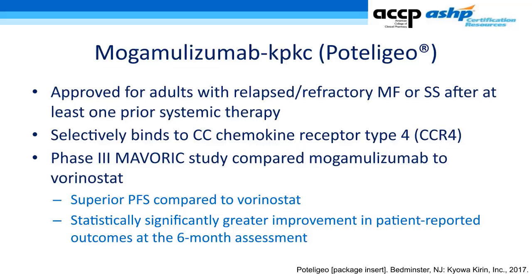And when it was compared to vorinostat in a phase 3 study called MAVORIC, it showed superior progression-free survival, but also, and maybe more importantly, statistically significantly greater improvement in patient-reported outcomes. So these patients reported less itching, less changes in their skin quality, some more things that may be important to a patient with this devastating type of disease.